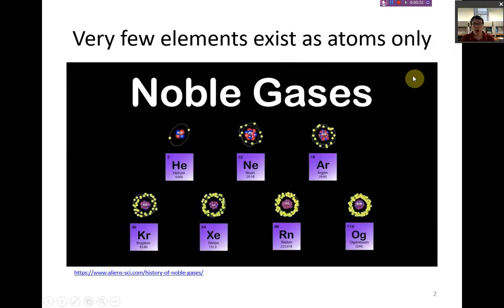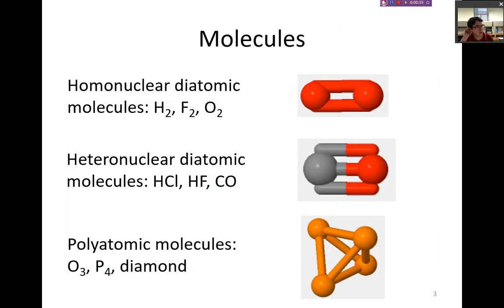So, up to this point, we've only really talked about elements. One atom at a time. We talked about the carbon atom or the lithium atom or rubidium. And we talked about how they form ions. But it's only very few elements that exist as atoms only, and those are the noble gases. The vast majority of elements in nature exist in the form of molecules or compounds.